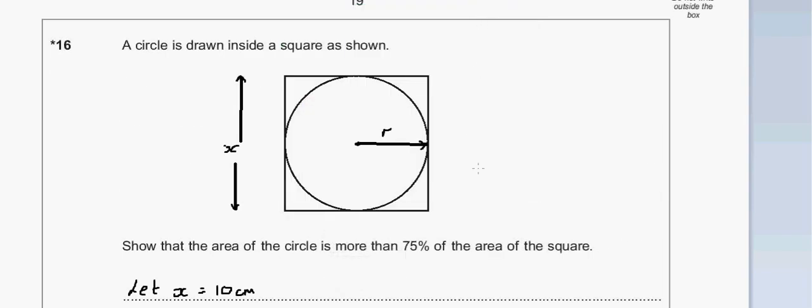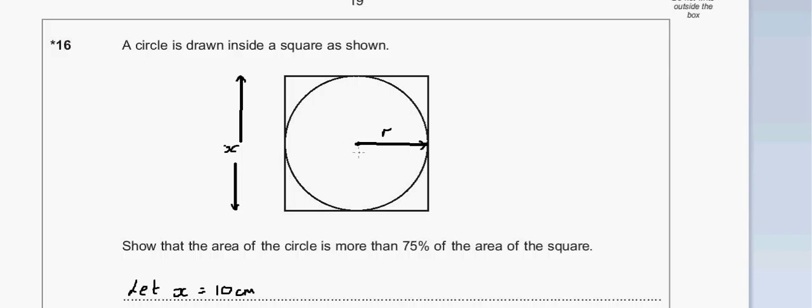Okay, question 16. This is the sort of question that a lot of people are afraid of, but there's several ways of going about this. So a circle is drawn inside a square as shown. Okay, so we know the circle touches all 4 sides of the square. Show that the area of the circle is more than 75% of the area of the square.